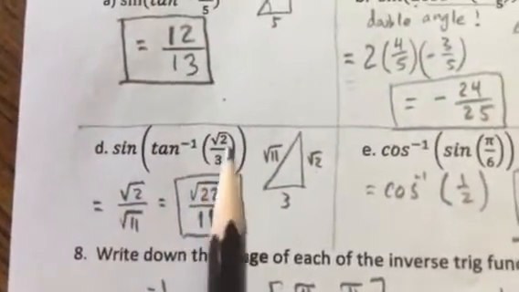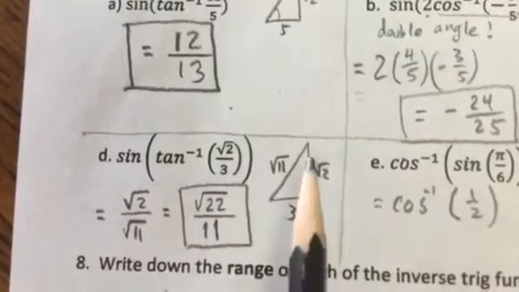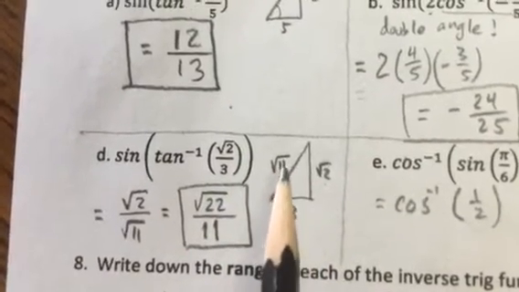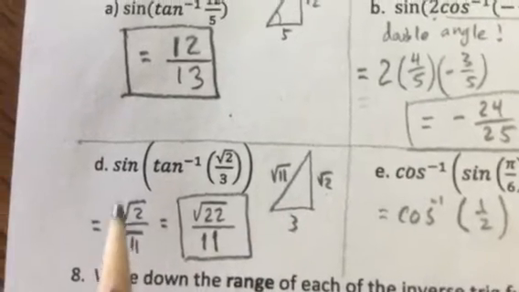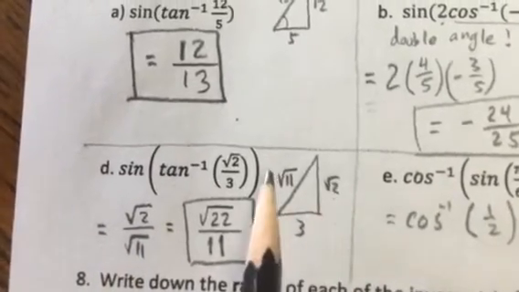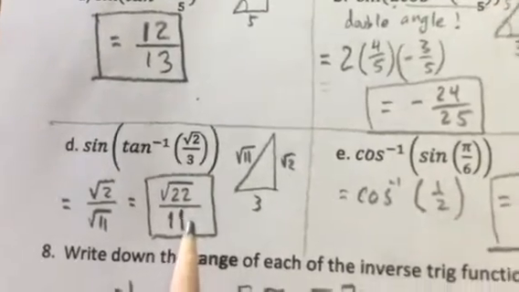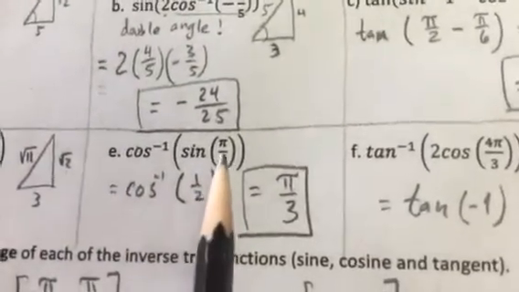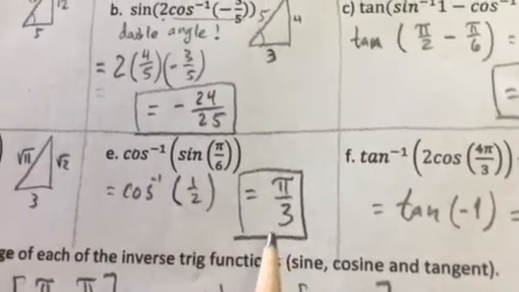Next one. Sine, okay, so this is an angle again with having a tangent of root 2 over 3, so that might look like this, which gives me a hypotenuse of square root of 11. You can check that with the Pythagorean theorem. And so the sine of that is just opposite over hypotenuse, which I rationalize the denominator to give me this expression right here. Next one, inverse cosine of sine of pi over 6, that's 1/2. Inverse cosine of 1/2 is pi over 3.